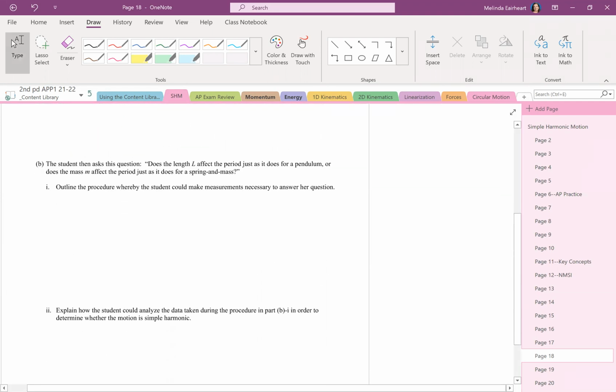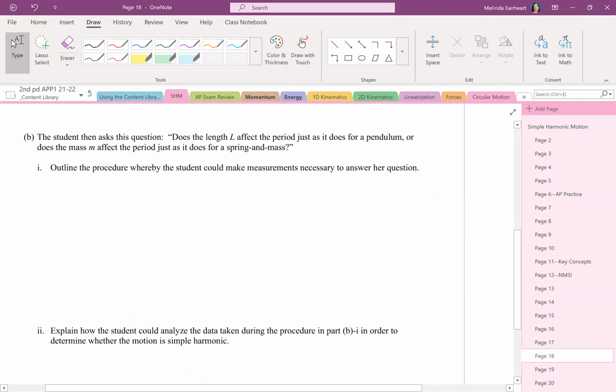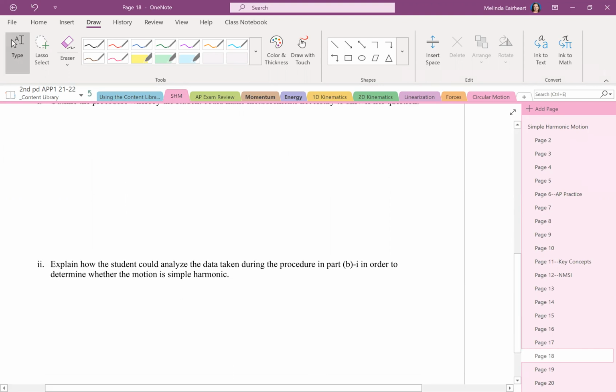Okay, so the last piece here, part B, the student then asks the question, does the length affect the period just as it does for the pendulum, or does the mass affect the period just as it does for a spring mass? Now they're saying, maybe up above you only did one of those approaches, which we did, we focused on the masses, but now does the length? So outline a procedure where the student could make measurements necessary to answer their question. And then part 2, explain how the student could analyze the data. So we're basically asking, what's the other thing we could test?